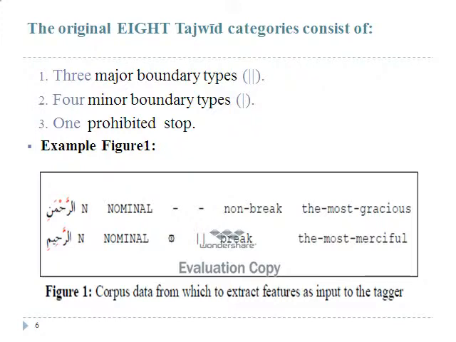The figure shows corpus data from which features are extracted as input to the tagger. Ar-Rahman means the most gracious. It is a name, or nominal. The boundary type is non-break. And Rahim means most merciful. Also, it is a name, or nominal. The boundary type is break.